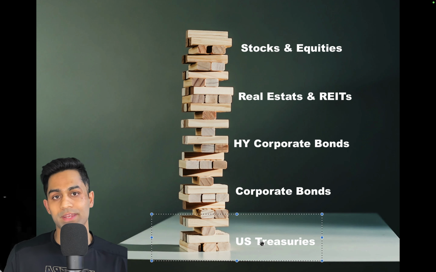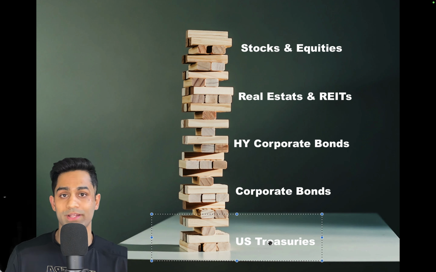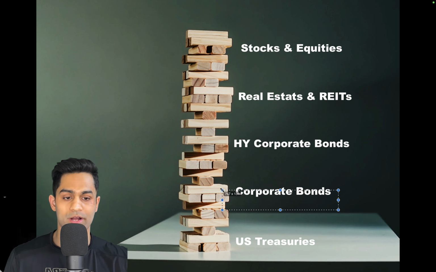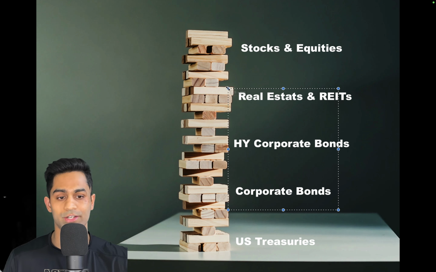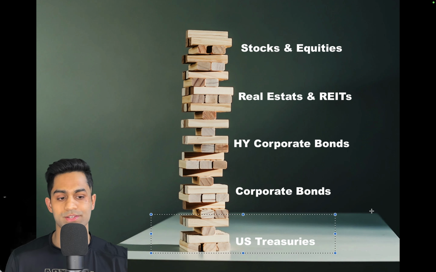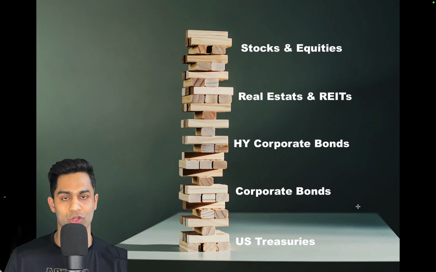and skyrocket the yields. And what's going to happen if this thing falls away? This is the foundation of the financial markets and the economy. Then you've got corporate bonds, high yield corporate bonds, real estate and REITs and stocks and equities. Everything just falls over, because the foundation is obviously on very shaky ground. That's what it would end up looking like.